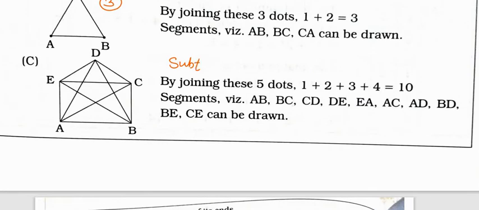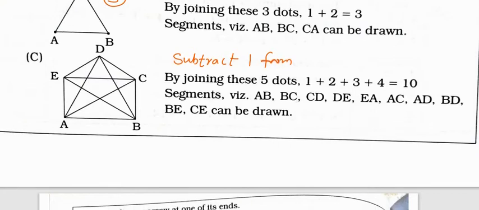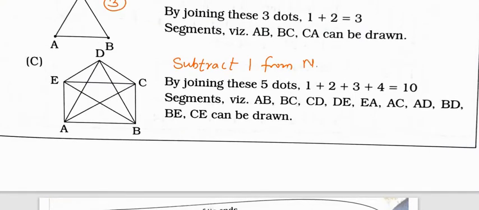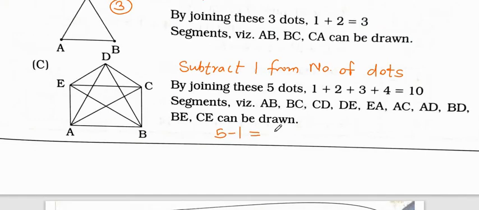This trick works. Subtract 1 from the number of dots and add in this space here. Suppose how many points are there? 1, 2, 3, 4, 5 points. Therefore 5 minus 1, that is 4.